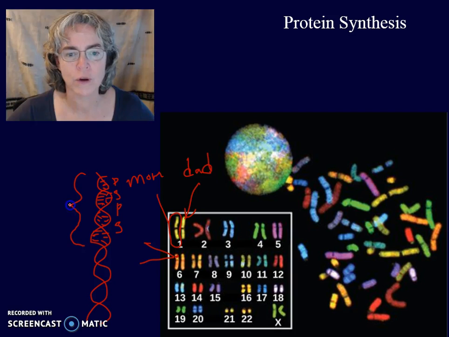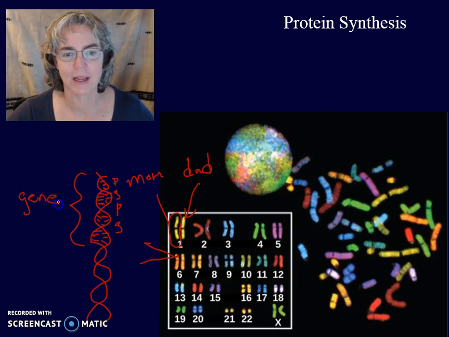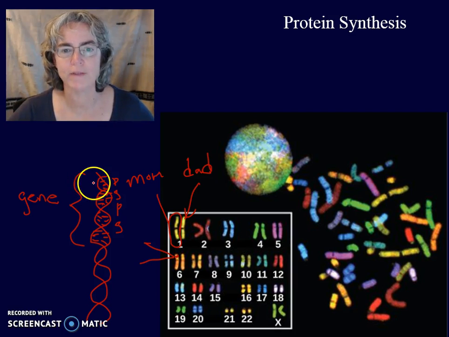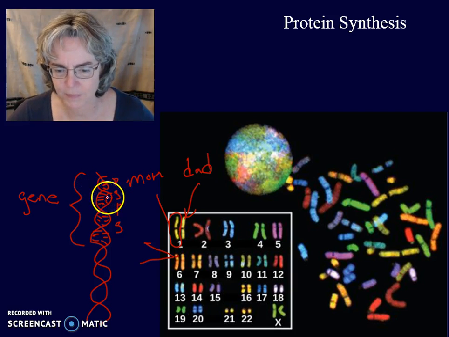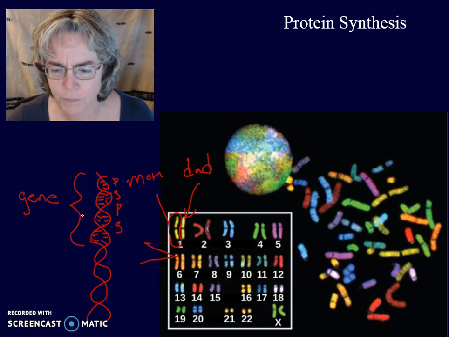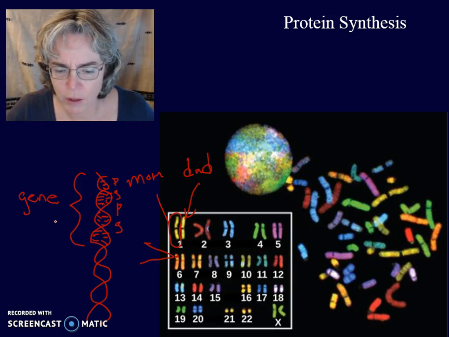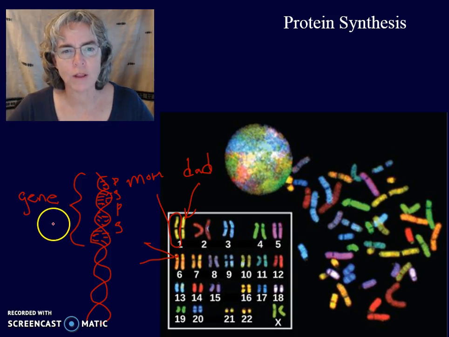So this stretch of DNA that codes for a specific protein is called a gene. And humans have somewhere between 20 and 25,000 genes in their genome. All of the genes, all of the DNA is called the genome.